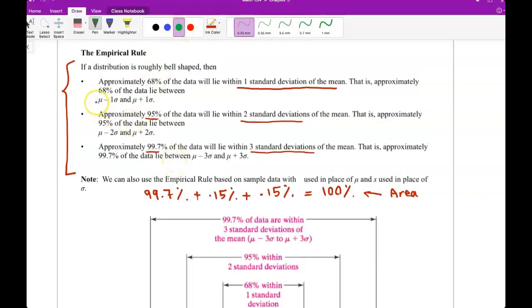So our data lies within this interval, mu minus 1 standard deviation and mu plus 1 standard deviation. And for this part, we have mu minus 2 standard deviations and mu plus 2 standard deviations, and the third one is between these two: mu minus 3 standard deviations and mu plus 3 standard deviations.